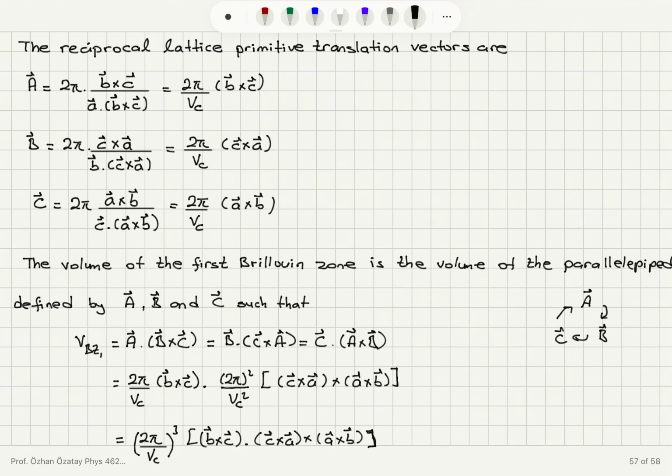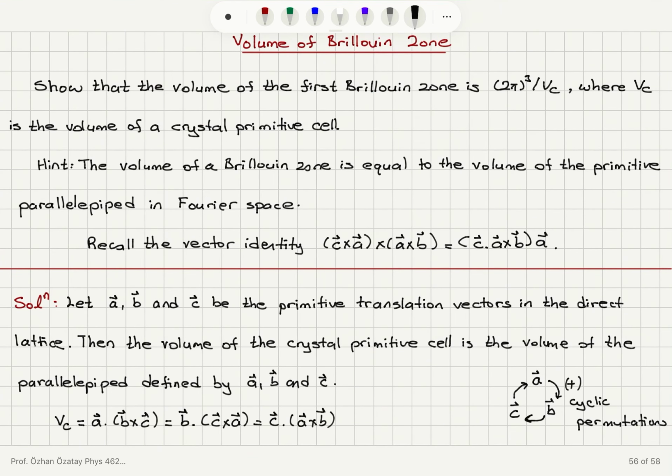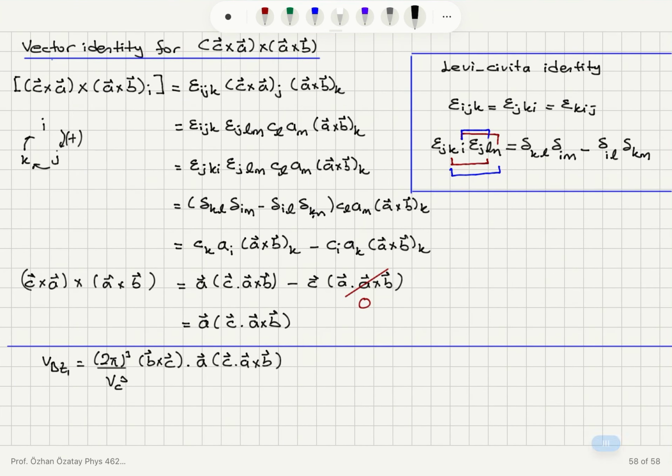And what was C dot A cross B? C dot A cross B is the volume of the primitive cell, VC. So for this one, I substitute VC. Therefore, I'm going to have (2 pi) cubed over VC cubed.